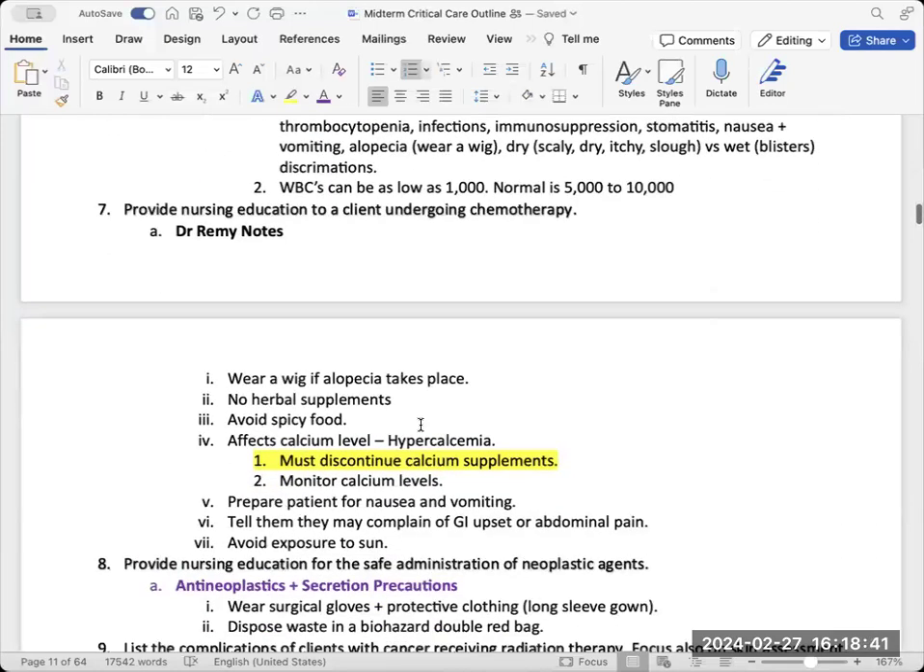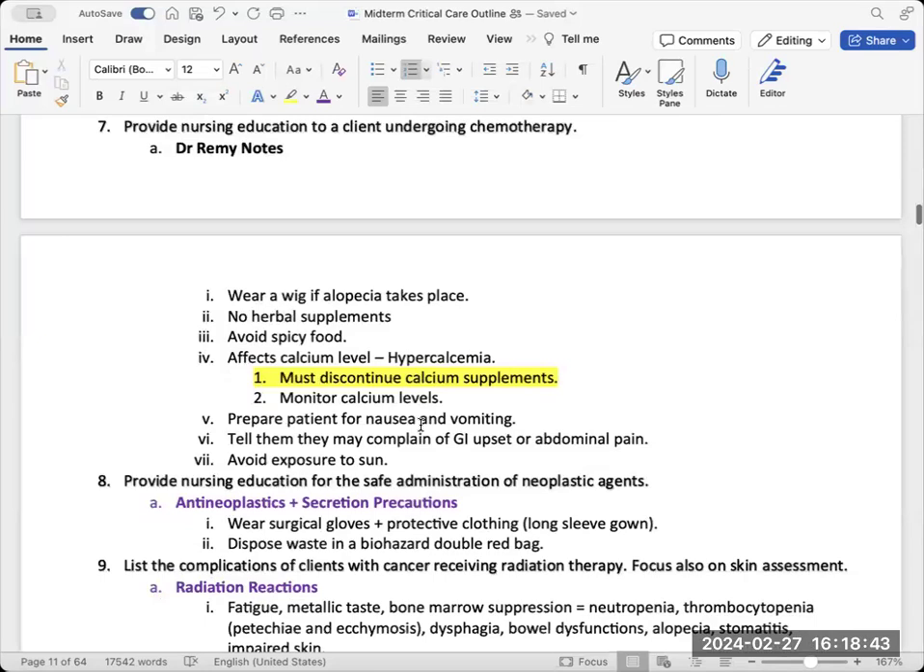Okay. So, since we talked about manifestations, the next question is provide nursing education to a client undergoing chemotherapy. So things like wearing a wig, right? If alopecia takes place, if that's something they like to do, right? No herbal supplements because that can interfere, right? And you always want to be careful with herbal supplements with any medication, right? Avoid spicy foods, right? Especially when we were talking about stomatitis, that could be very painful.